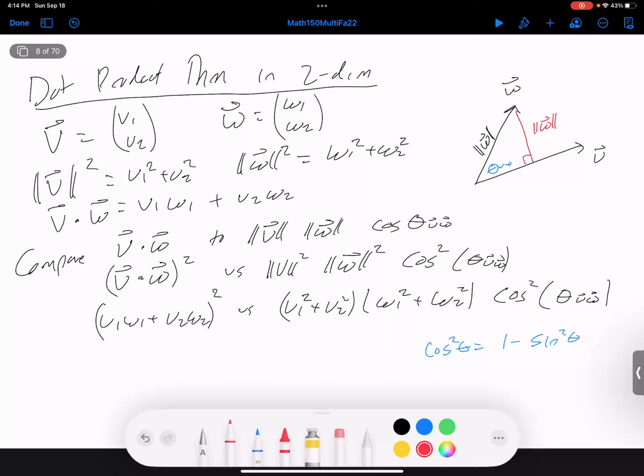Why don't you use the law of sines? No, just use the definition of trig functions. What's the length of this? Whoops, I'm in erase mode. You've got a right triangle. You know the hypotenuse. You know the angle. So how do you figure out this length?